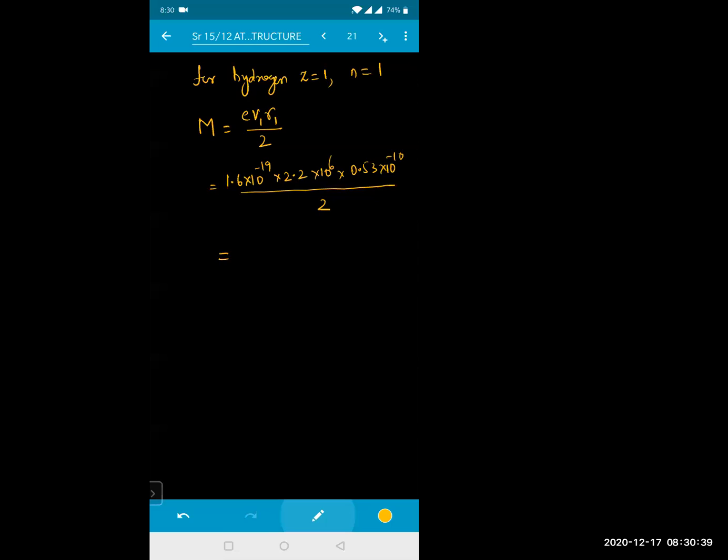0.93 into 10 to the power of minus 23. How else can I write this? 9.3 into 10 to the power of minus 24. Very good. What unit would someone say?